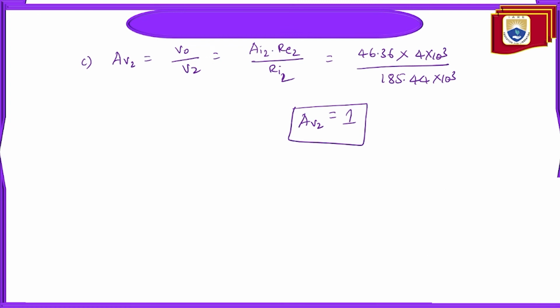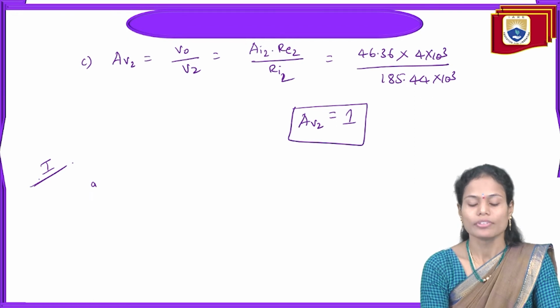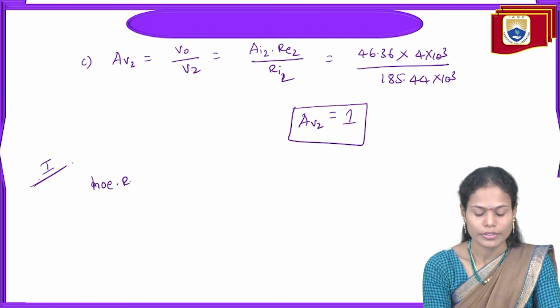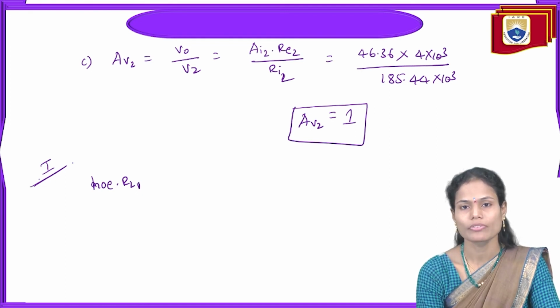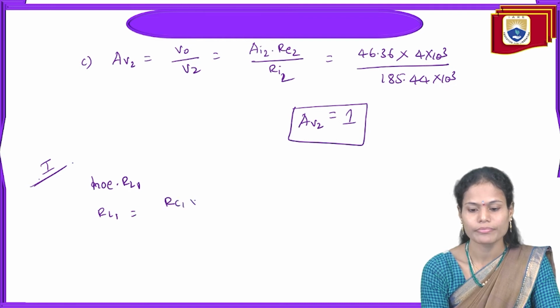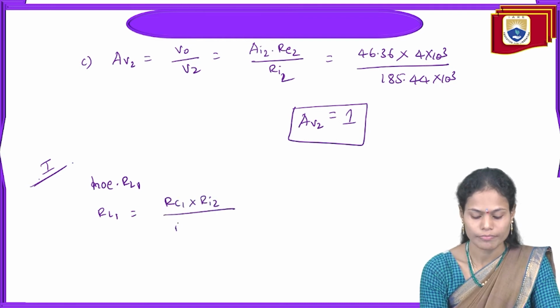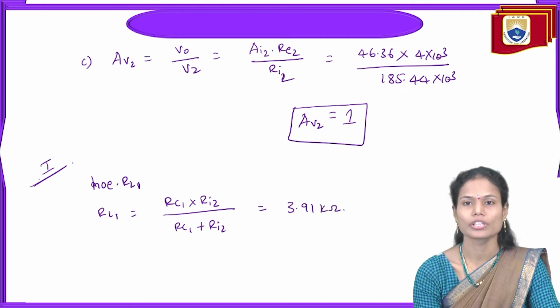And similarly, we need to do the analysis for the first stage here. Again, to do the analysis, we need to check for the HOE into RL1 condition. So RL1 is the parallel combination of the output resistance of the first stage and input resistance of the second stage. So RL1 is equal to RC1 into RA2 by RC1 plus RA2. So after substituting the values, we will get it as 3.91 kilo ohms.